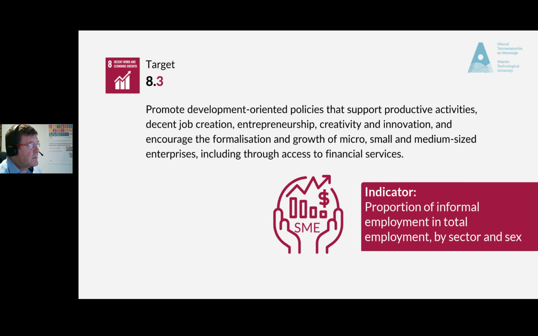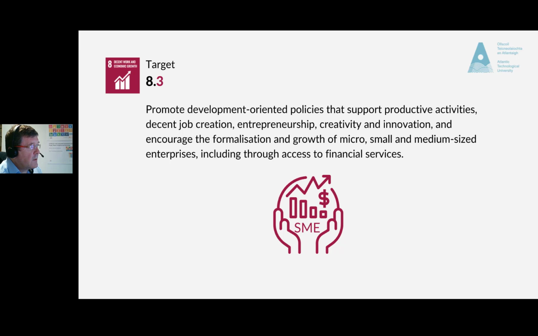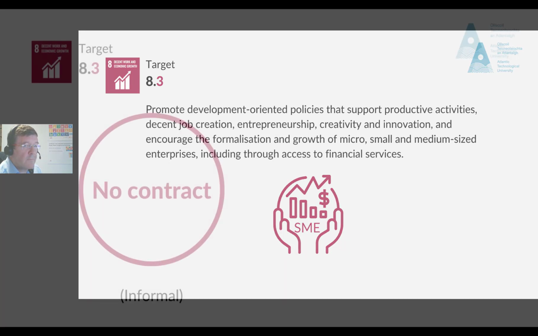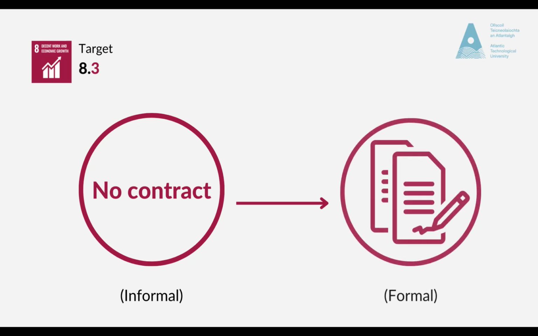The indicator for this goal is the proportion of informal employment in total employment by sector and sex. I suppose this is a way of trying to measure the amount of casual and informal employment with the idea of reducing that and having the majority of employment in participating countries being formalized employment.